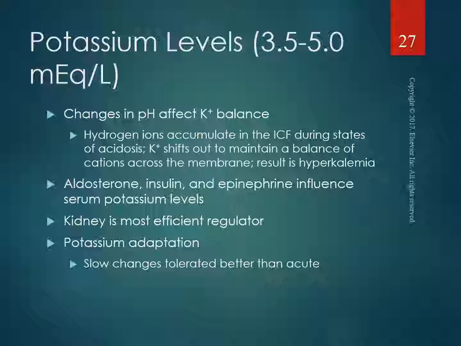So potassium levels should be 3.5 to 5.0 milliequivalents per liter. Changes in pH affect potassium balance, and thus changes in hydrogen ion concentration also affect potassium balance. During acute acidosis, hydrogen ions accumulate in the ICF. During states of acidosis, potassium shifts out to maintain a balance of cations across the membrane, resulting in hyperkalemia.